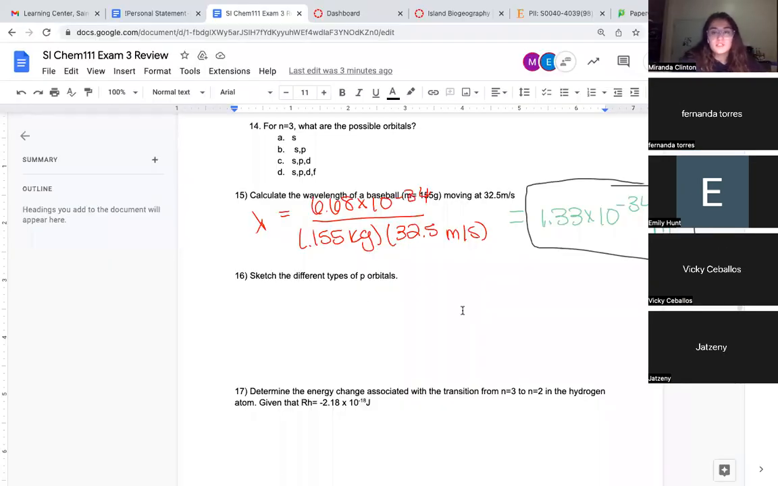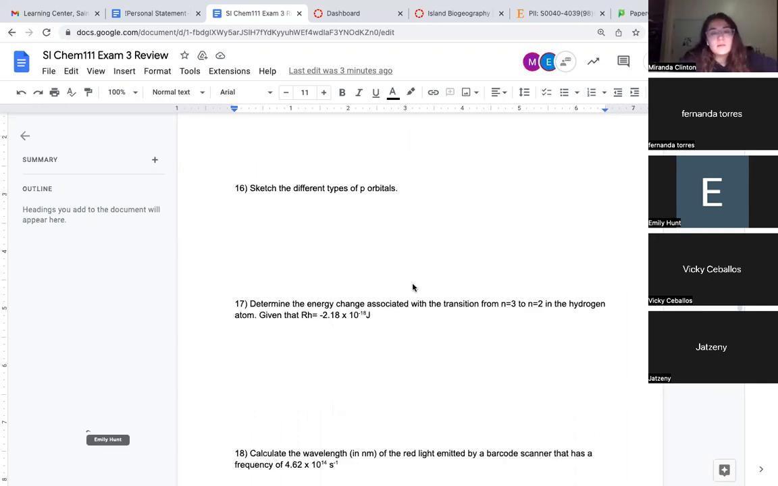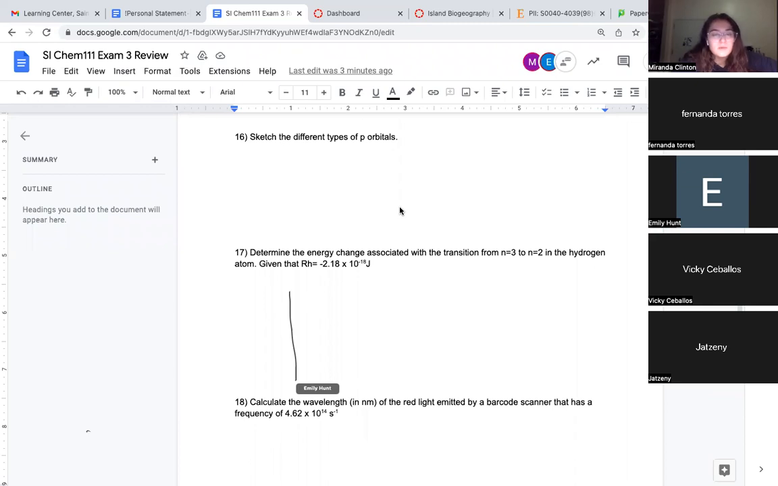Cool. Okay. This is the first problem, and the answer is 1.33 times 10 to the negative 34. Yep. Okay, perfect. So now we are sketching the different types of p orbitals.